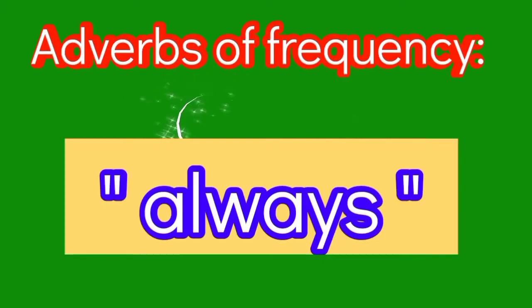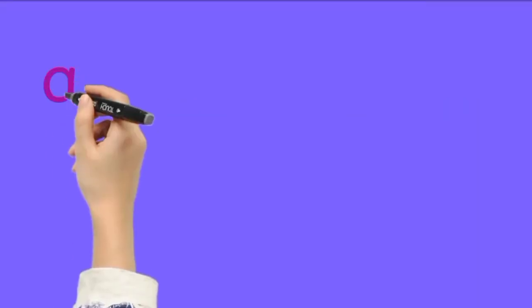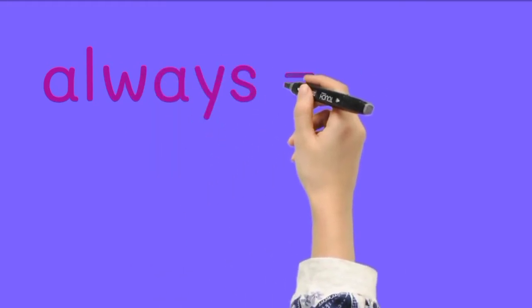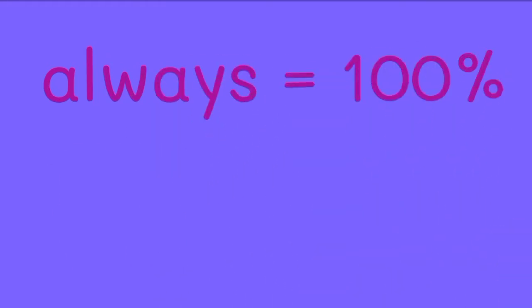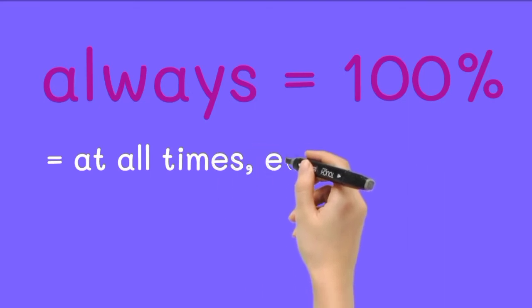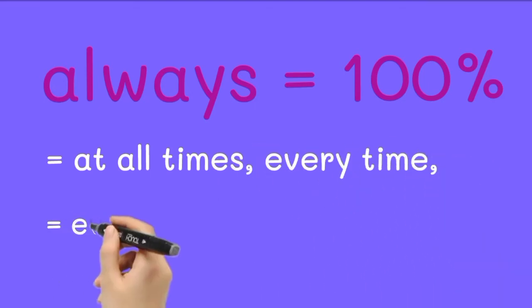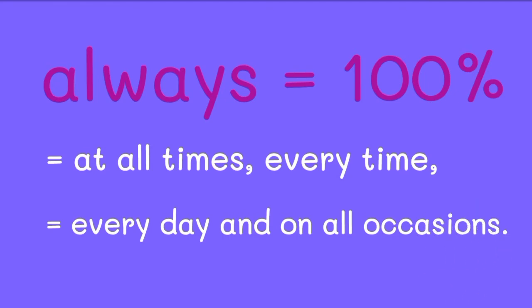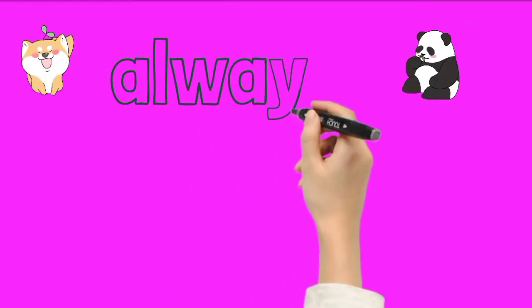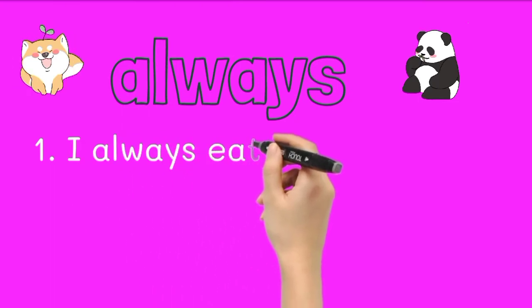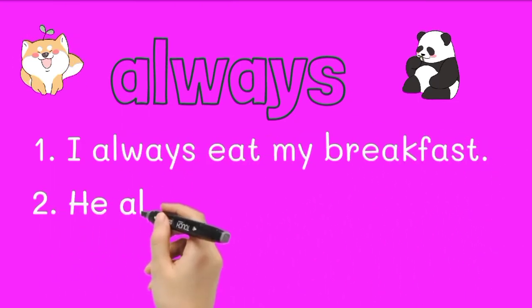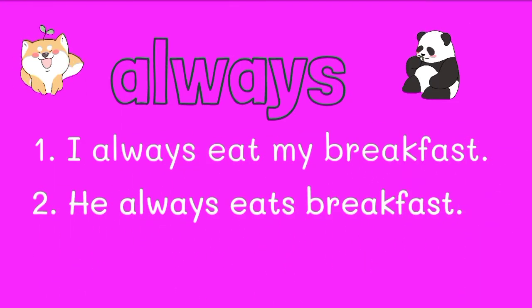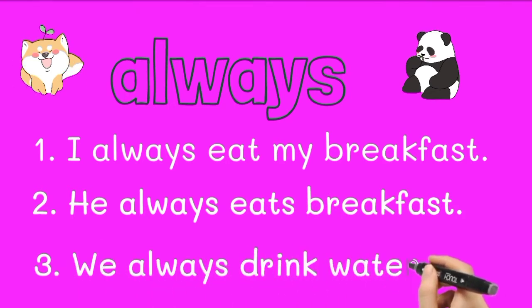Adverbs of frequency, always. Always means that 100% you do something all the time. Always means that you do an action at all times, every day, or on all occasions. Alright. Let's use always in sentences. Always. 1. I always eat my breakfast. 2. He always eats breakfast. 3. We always drink water.